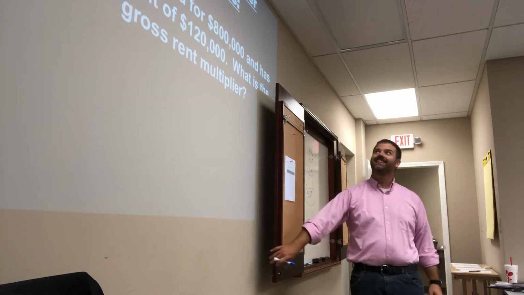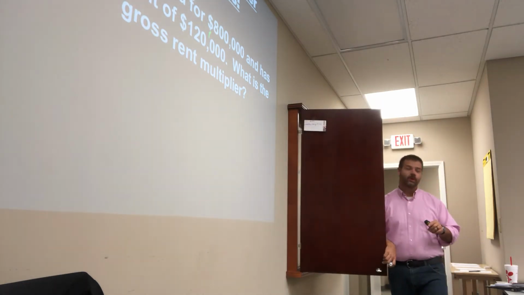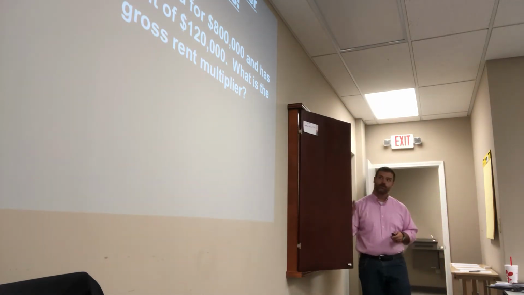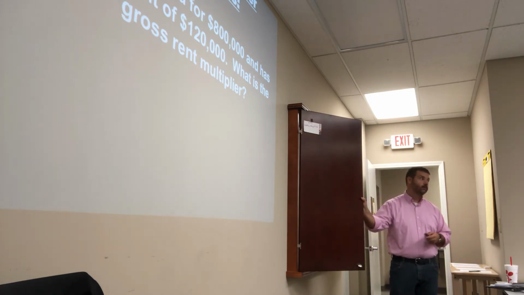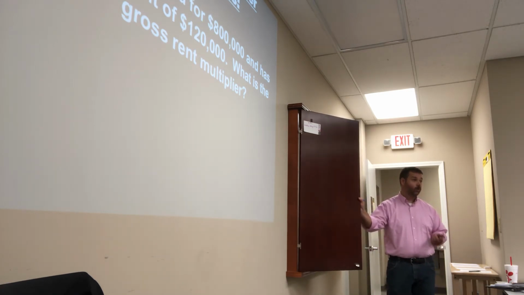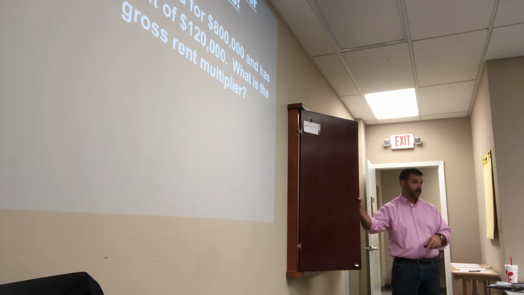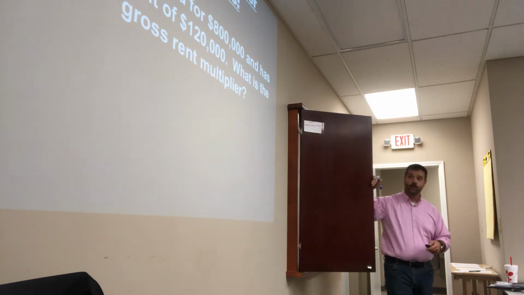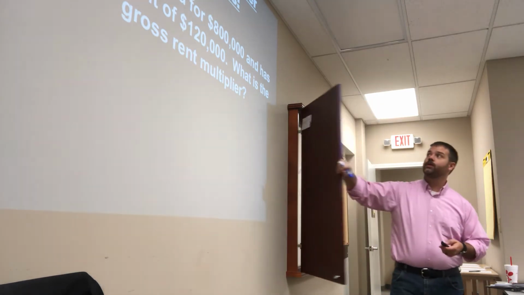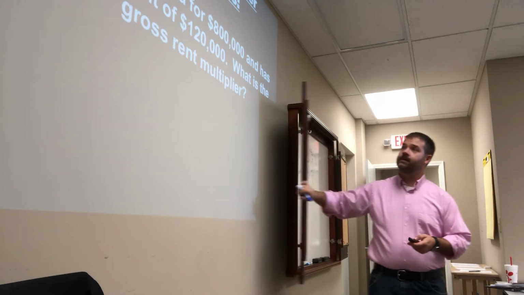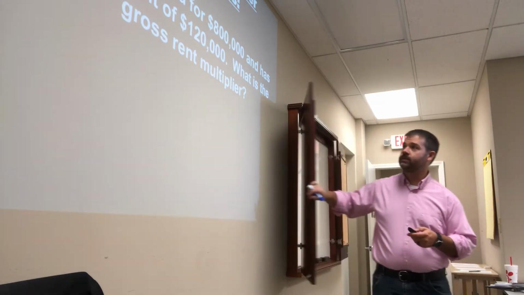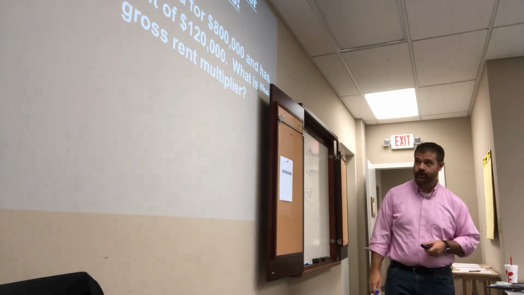All right. So now I'm looking at the gross rent multiplier. What am I looking at on a gross rent multiplier? Sales price divided by monthly rent. The gross is the monthly. So we went from income to rent multiplier, and that's going to go monthly. So we have a property that sold for $800,000 and has annual rent of $120,000. What is the gross rent multiplier?